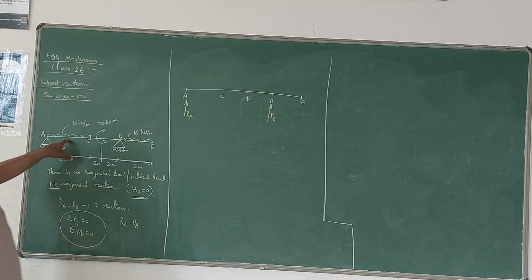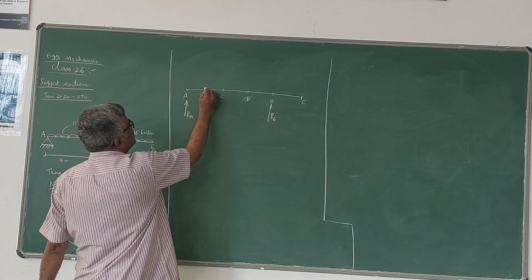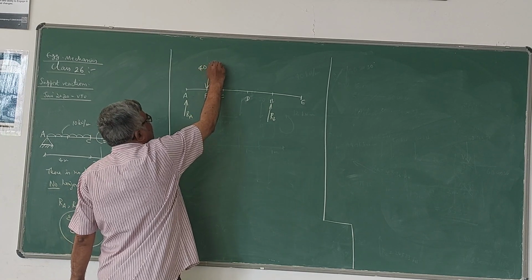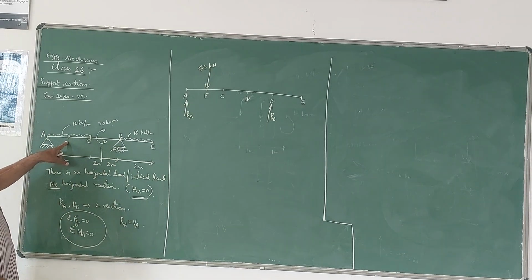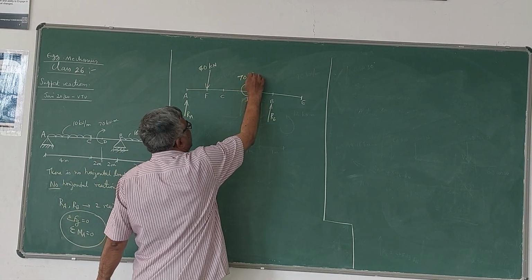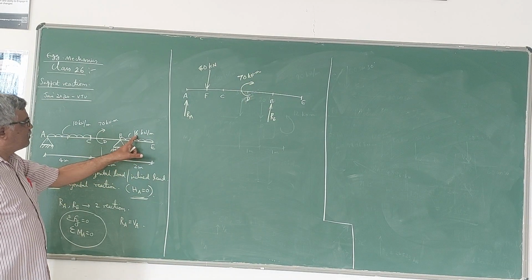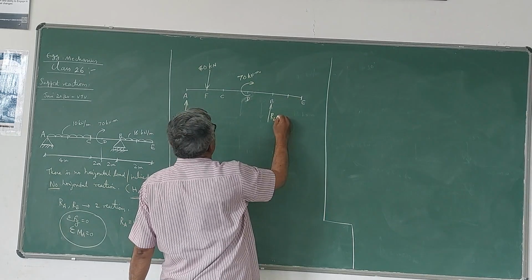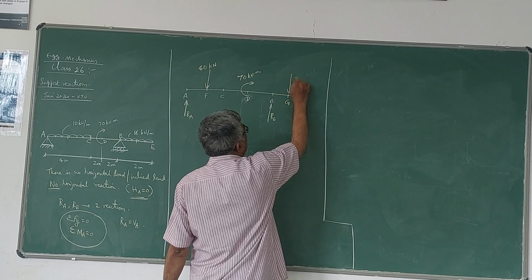Now convert this UDL to a concentrated load of 10 into 4, 40 kilonewton, which acts at the midpoint. I will take the midpoint as F here. So 10 into 4, 40 kilonewton, is the equivalent concentrated load acting at the midpoint F. Then at D you have the external clockwise couple or moment, which you write as it is, 70. Then from B to E you have a UDL, and the total load will be 16 into 2, 32, which acts at the midpoint of BE. I will take the midpoint of BE as G here, the next alphabet. So 16 into 2, 32 kilonewton.